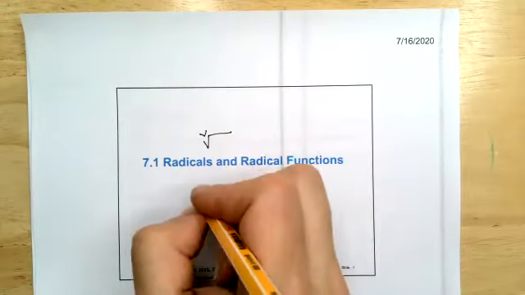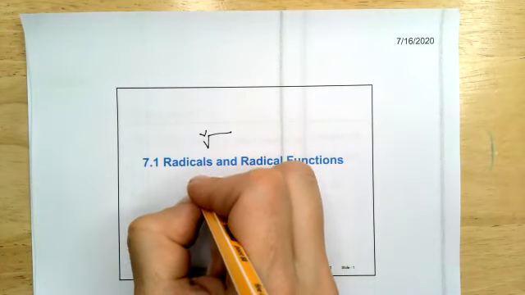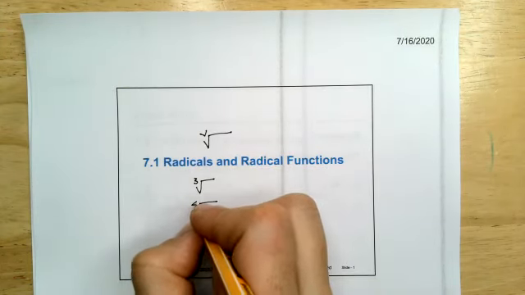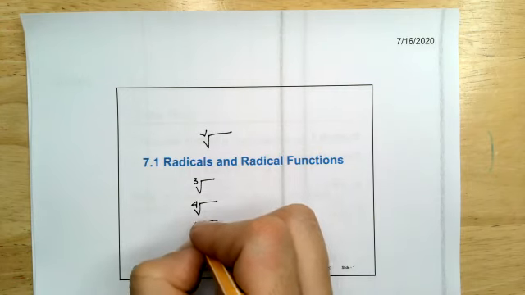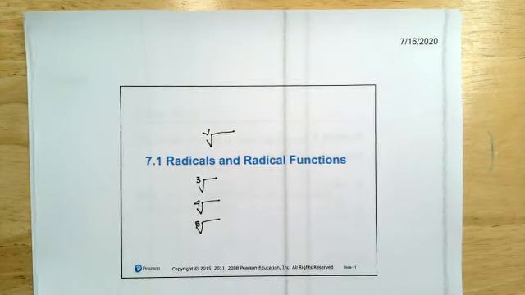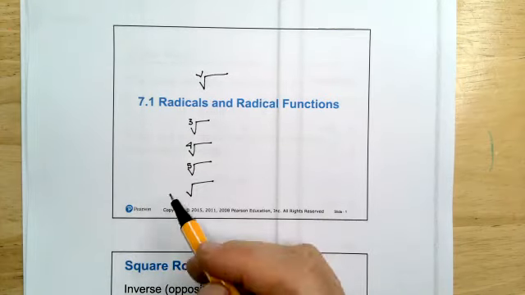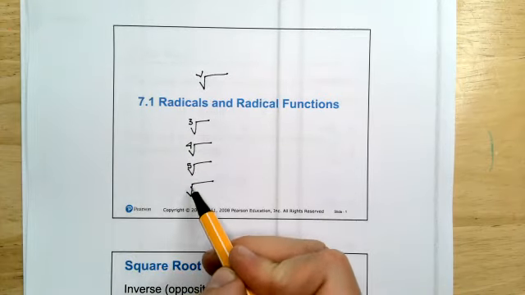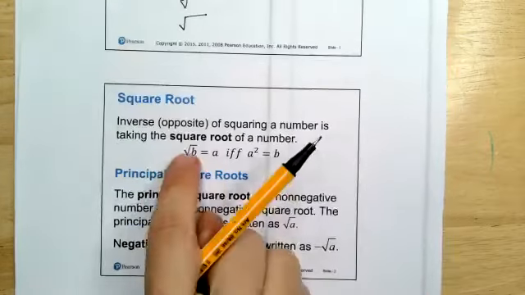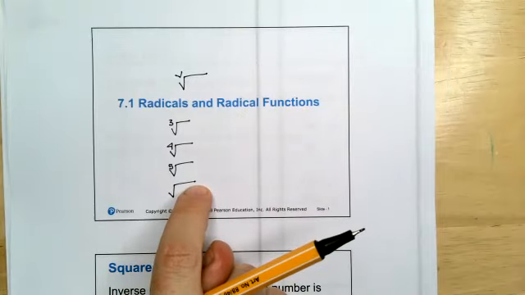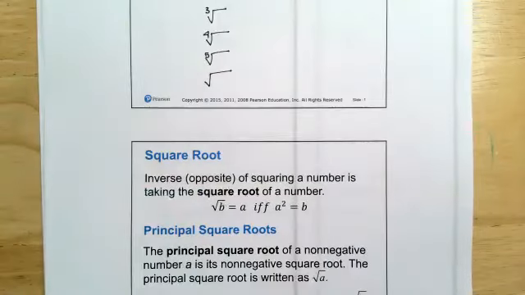So your radical could be 3. It could be 4. It could be 5. It is usually 2 because it is so often 2. We don't even write the 2 there. So if you see this symbol without a number right here, that means it's being raised to the second power. So we talk about it as a square root.